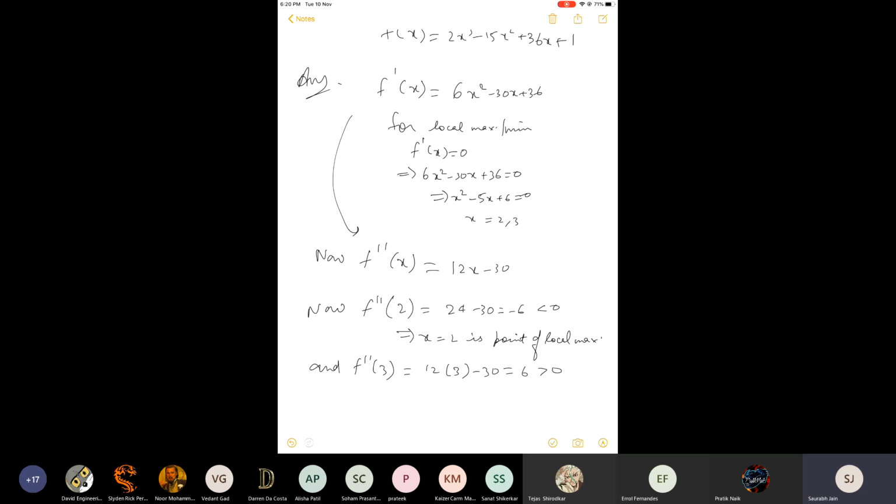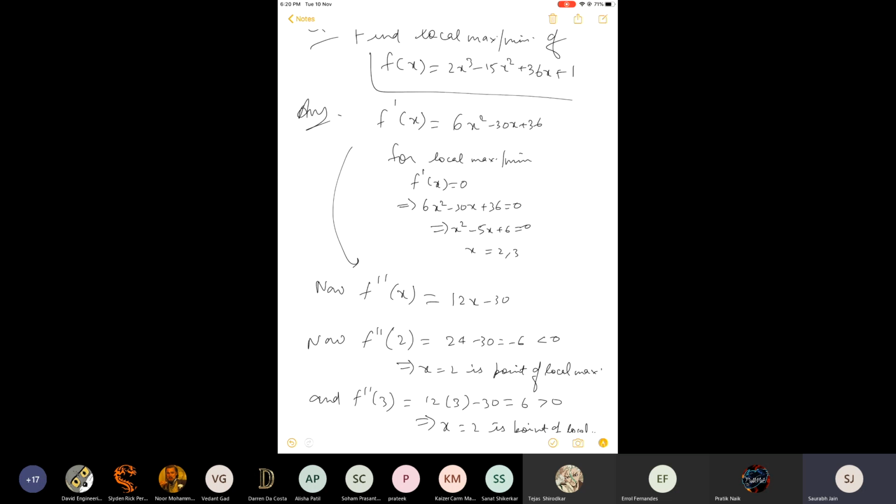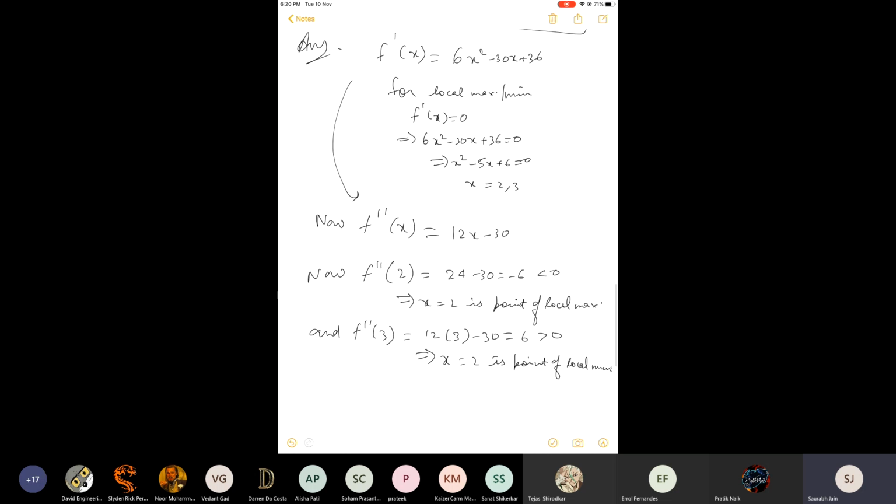Simple. The second derivative test is very simple. So x equal to 3 is a point of local minimum. And now if you want to find the local maximum and local minimum values, that I'm not going to do here. You put x equal to 2 and 3 there. Okay, that's it. If you want to find the points of local maximum and minimum, they are x equal to 2 and x equal to 3. In that, x equal to 2 is the point of local maximum, x equal to 3 is the point of local minimum. Simple application.